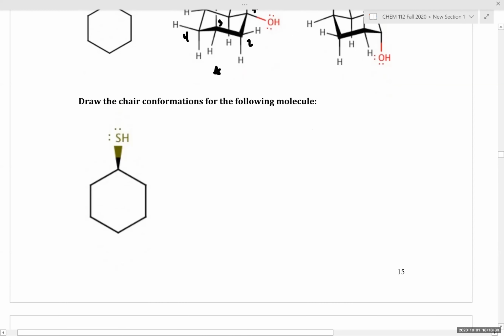Okay, so what I'd like you to do is draw the chair conformations of the following molecule. Don't be shy to break out the annotate tool, and we can split the work among 2 students. So let's have 2 students chime in and draw the chair conformations of the following molecule. And this will be the last example for today.